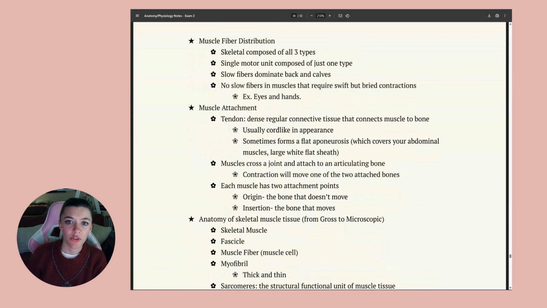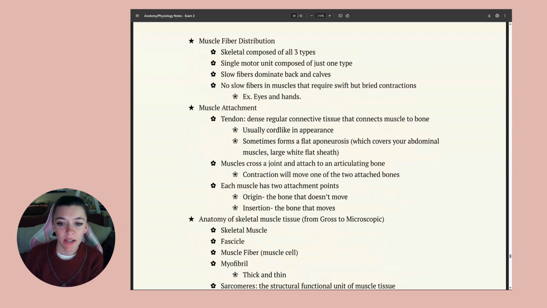Muscle fiber distribution. Skeletal muscle is composed of all 3 types. A single motor unit is composed of just one type. Slow fibers dominate your back and your calves, and there are no slow fibers in muscles that require swift but brief contractions, i.e., your eyes and hands. No slow fibers there.